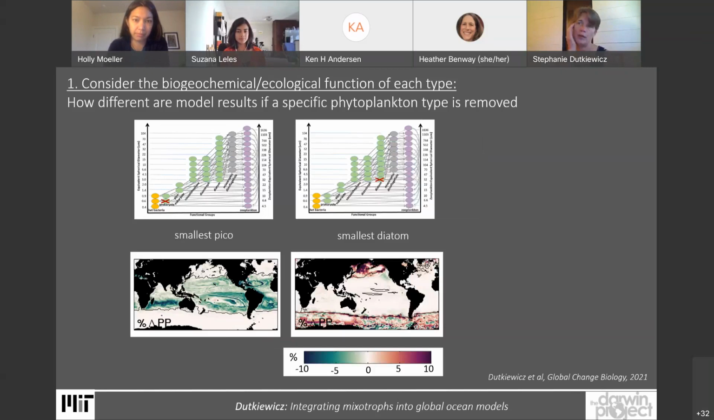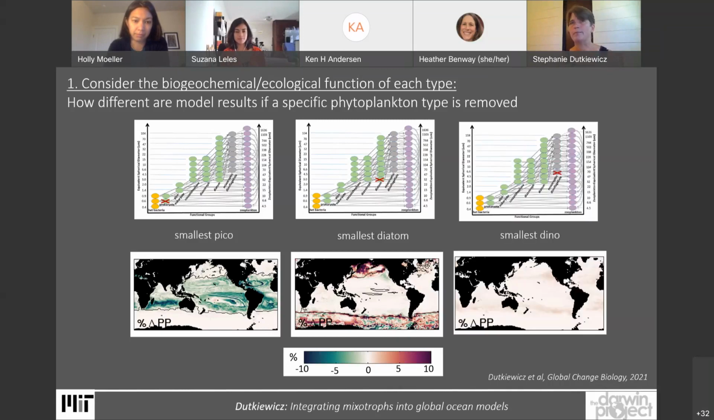Well, how about if we run another simulation where we keep, again, everything the same, except we remove the smallest diatom? You can see some other very interesting patterns, and there's a long explanation for why these patterns are the way they are. So really interesting to go have a look at the paper. But for this talk, what was particularly and really quite surprising to me is that when we removed the smallest mixotroph, the response was very muted.